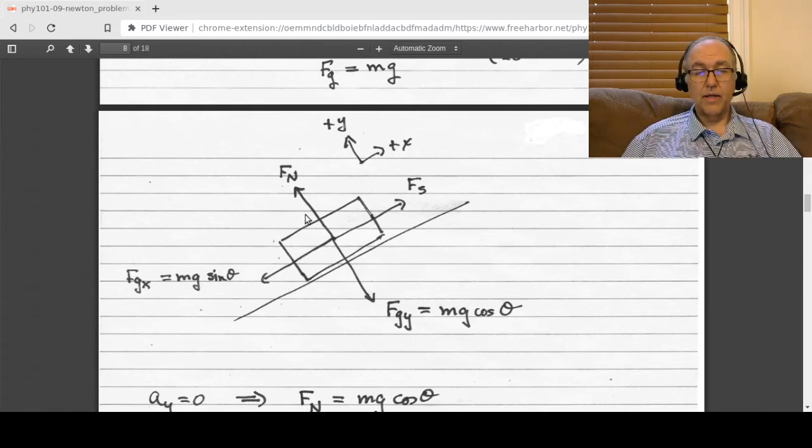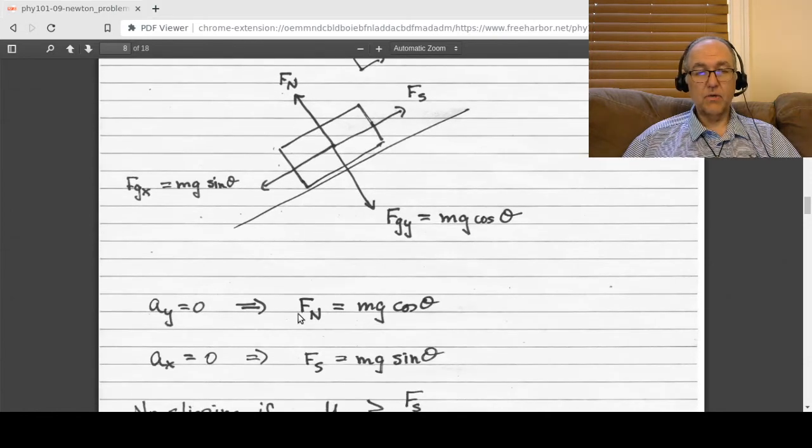And so Fgy and Fn, they'll add, and they'll actually have to cancel because Ay is 0. The fact that Ay is 0 means that Fn is going to equal mg cosine theta. And the Ax, that also has to be 0 in this case, okay? It wasn't previously because the block was accelerating, but here the block is not moving at all. It's not moving in the y direction, and it's not moving in the x direction either. And so we have to have that Ax is 0, and that means that Fs has to exactly cancel Fgx there like that. So you get that Fs is equal to mg sine theta. So Fn is mg cosine theta, Fs is equal to mg sine theta, okay?